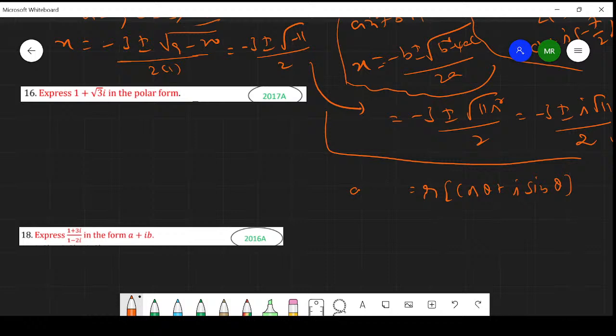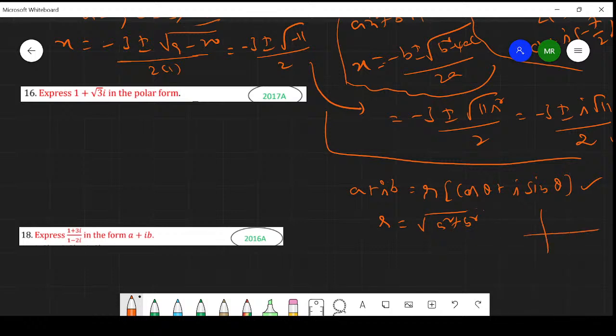a plus ib equals r into cos theta plus i sin theta. This is called the polar form of the complex number. r is called the modulus, theta is called the amplitude. What is r? It is the root of a square plus b square. You know this.